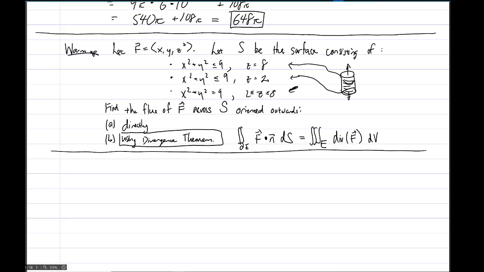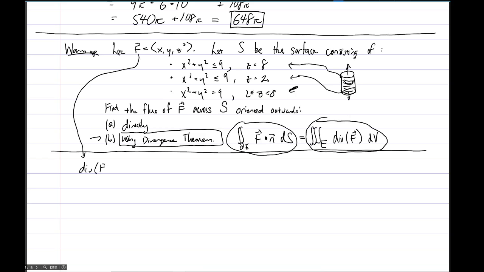Alright, so let's do part B using the divergence theorem, meaning instead of computing this directly, we're going to take a look at this right here. So we will need the divergence of the vector field. Given the vector field itself, the divergence, remember, is going to give you a scalar. So we differentiate x with respect to x and get 1, plus we differentiate y with respect to y and get 1, plus we differentiate z squared with respect to z and get 2z. So in the end, we get 2 plus 2z for the divergence.